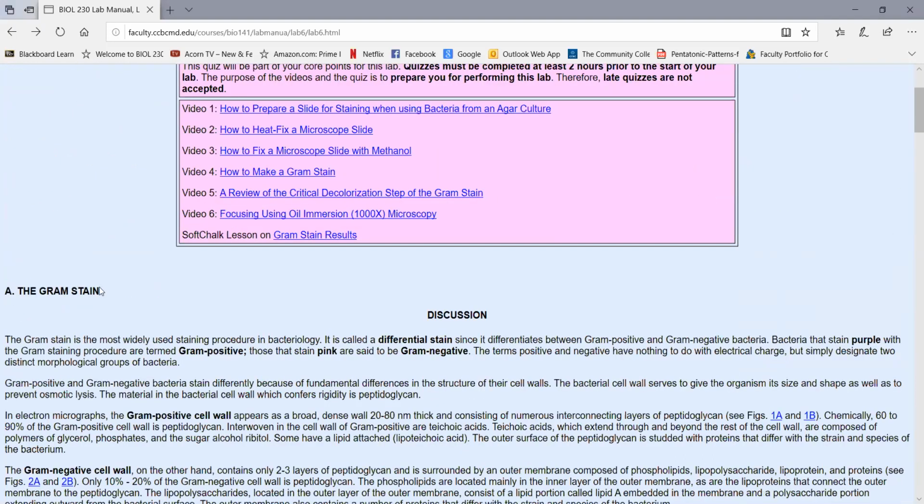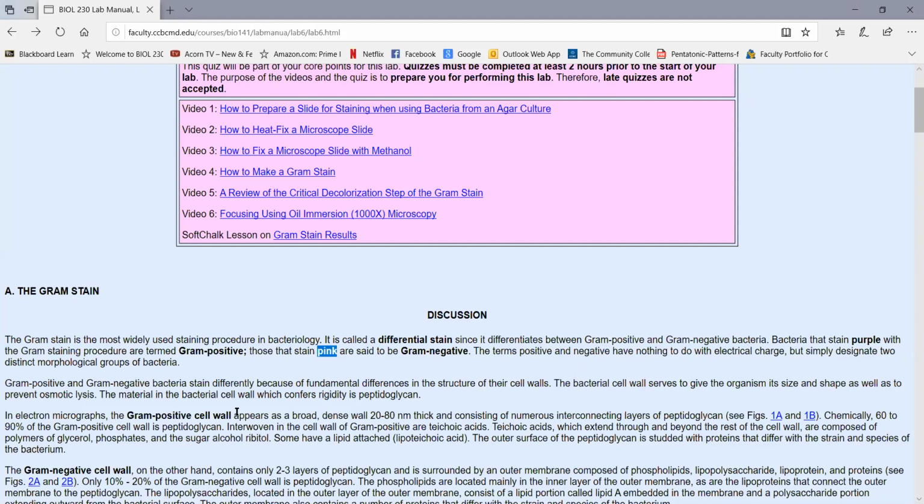So we'll start out with the gram stain. Now, the gram stain is the most widely used stain in bacteriology, and it's what's called a differential stain because it differentiates gram-positive bacteria from gram-negative bacteria. And of course, as we learned, gram-positive bacteria stain purple with the gram stain, while gram-negative bacteria stain pink. And keep in mind, gram-positive and gram-negative have nothing to do with charge. It simply designates two different groups of bacteria.